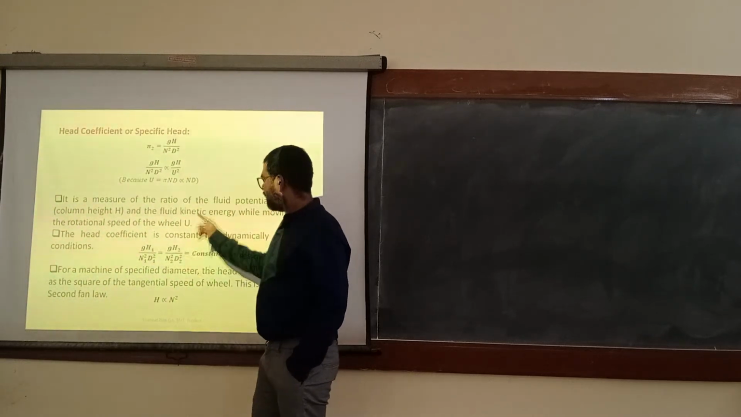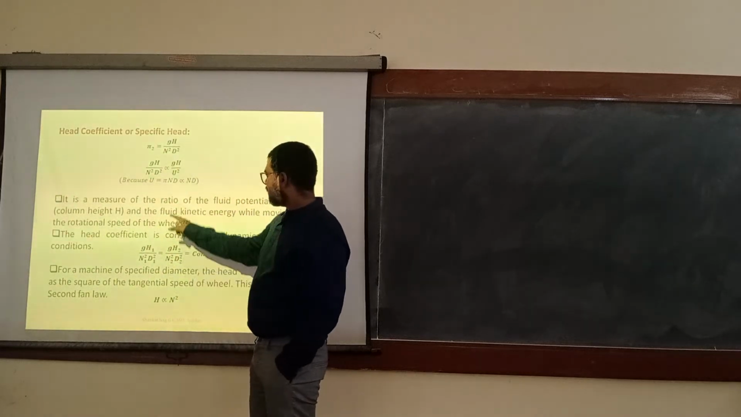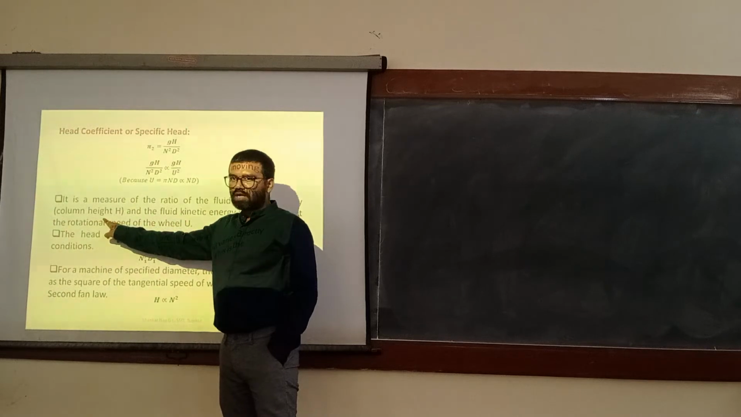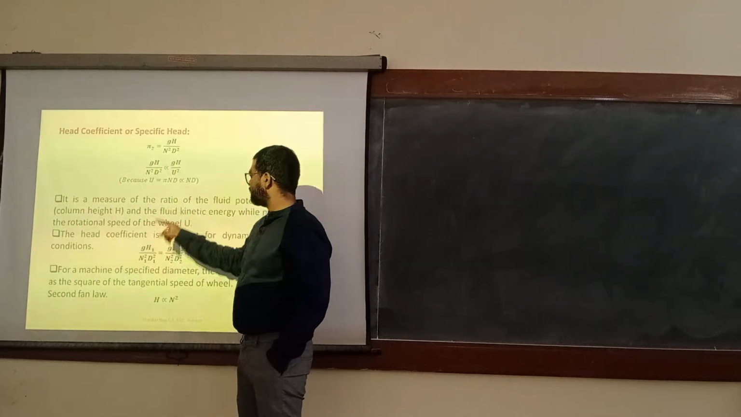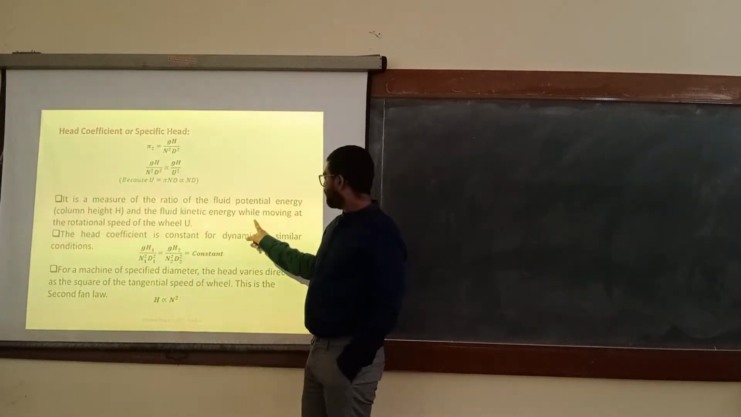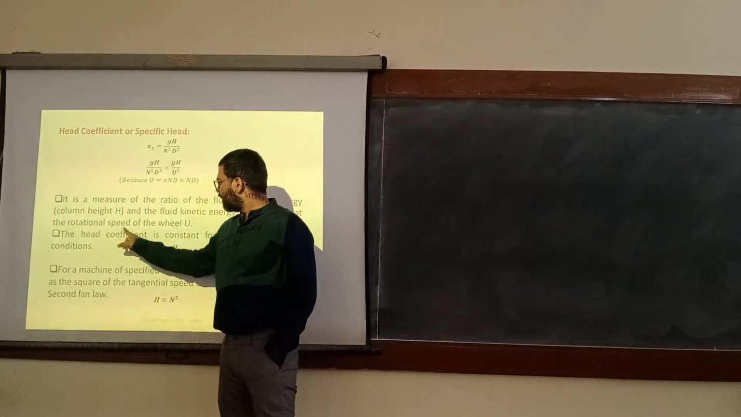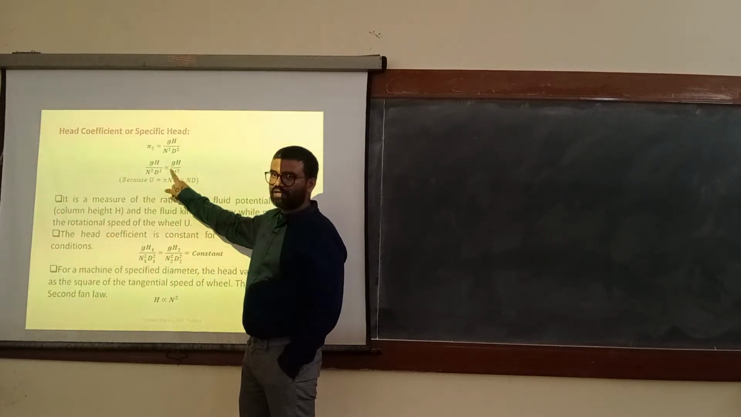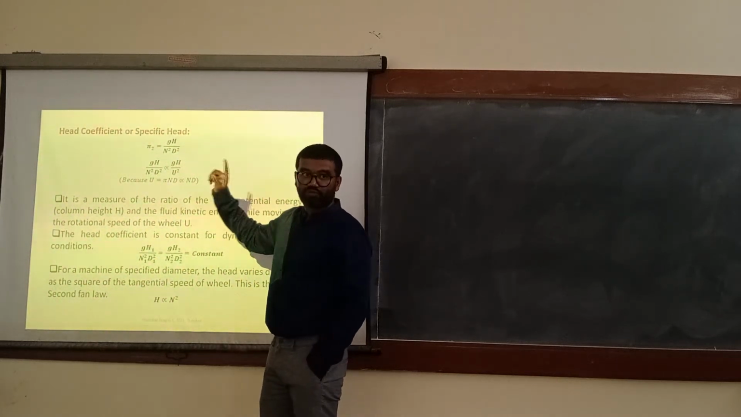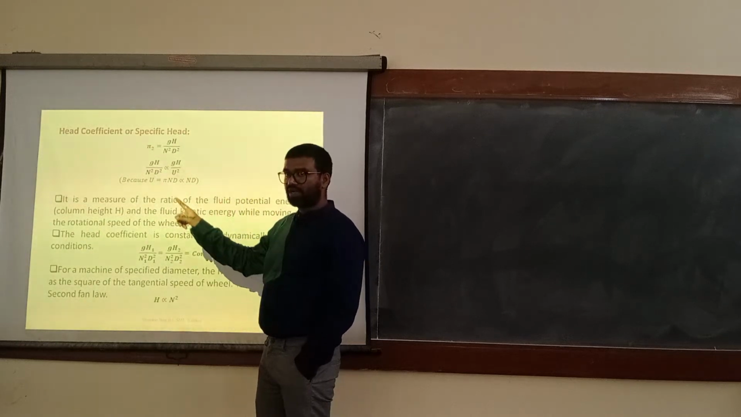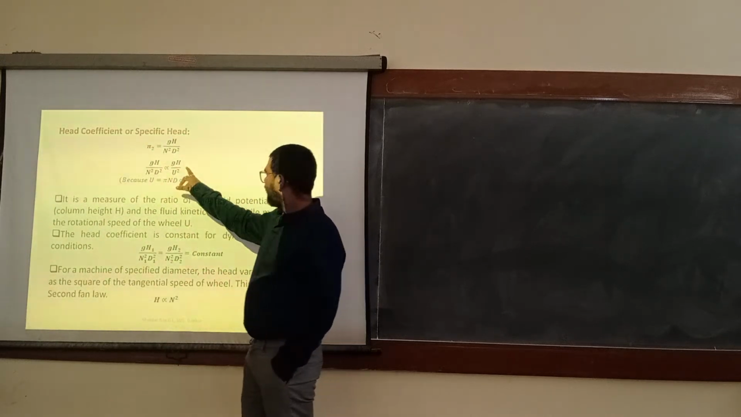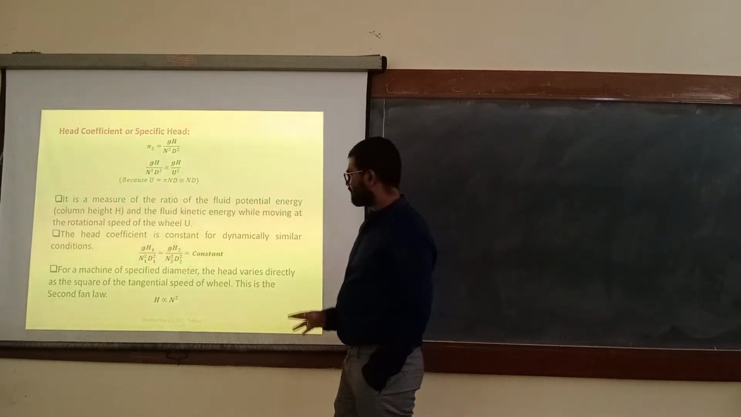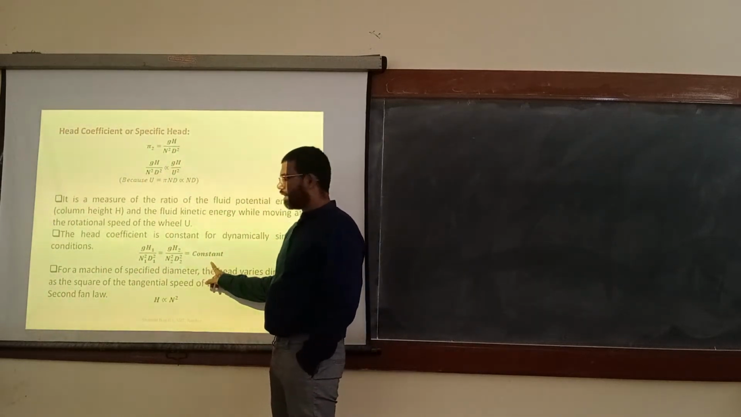This can be defined as the measure of the ratio of fluid potential energy in terms of column height H, and the fluid kinetic energy while moving at the rotational speed of the wheel, U. That means this is the kinetic energy of the fluid rotating at the same speed as the wheel velocity. This is the head quotient. Here also, for two dynamically similar machines, the head quotient is equal and remains constant.